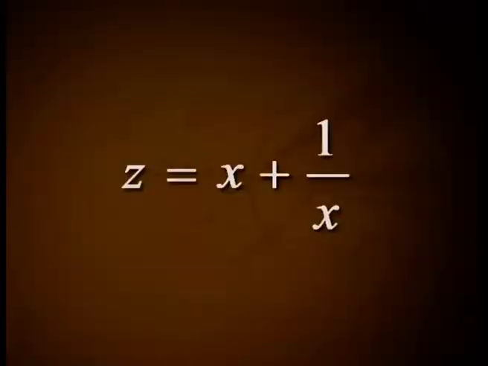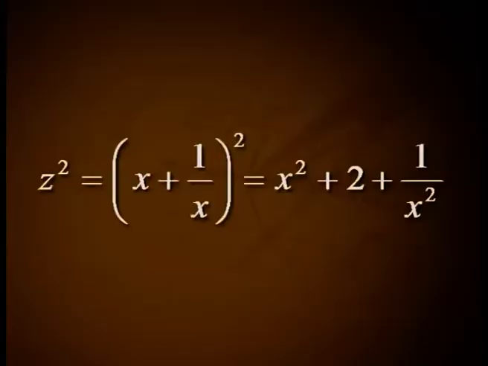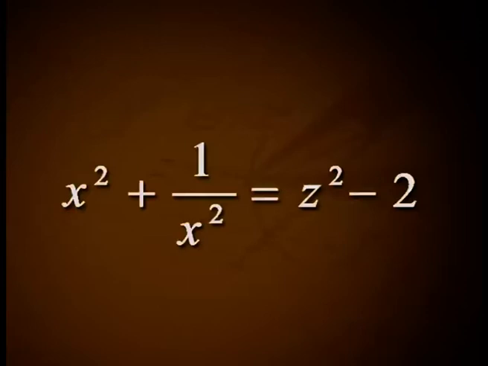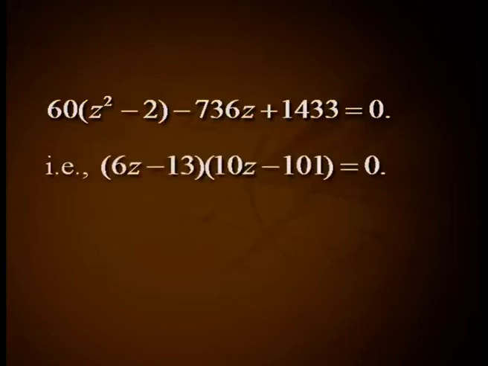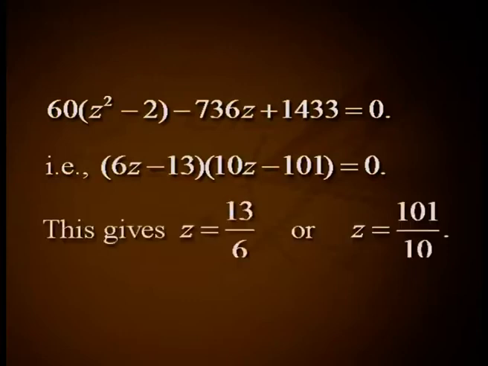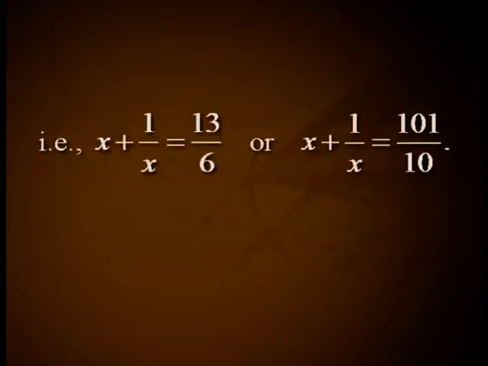Now, let us set z equal to x plus 1 by x, then z square equal to x plus 1 by x whole square, which is equal to x square plus 2 plus 1 by x square. So that x square plus 1 by x square equal to z square minus 2, and hence equation 1 becomes 60 into z square minus 2 minus 736 z plus 1433 equal to 0, that is 6 into z minus 13 into 10 into z minus 101 equal to 0. This gives z equal to 13 by 6 or z equal to 101 by 10, that is x plus 1 by x equal to 13 by 6 or x plus 1 by x equal to 101 by 10.